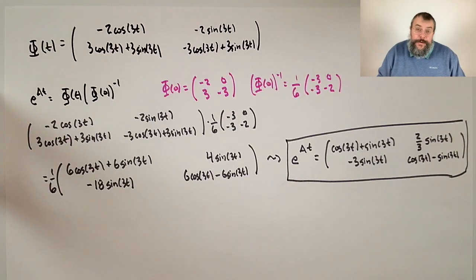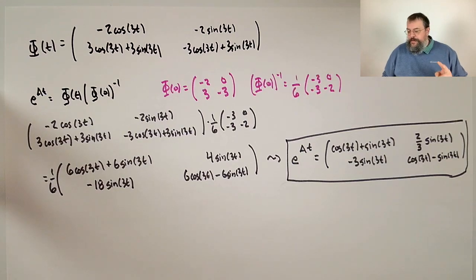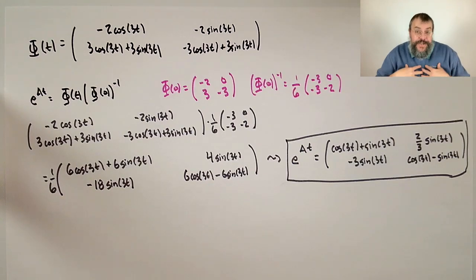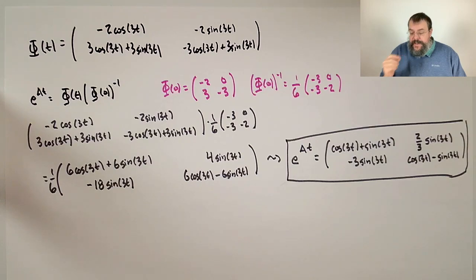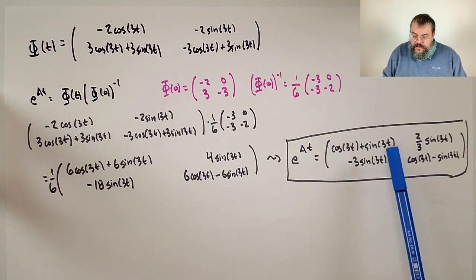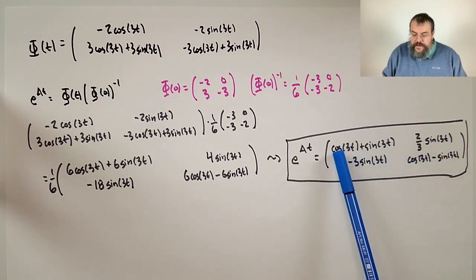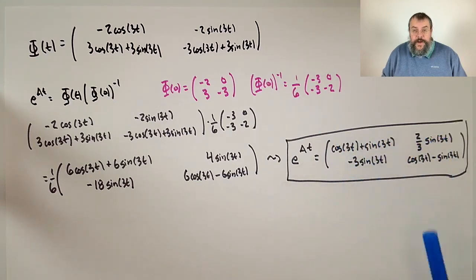Now, there's a quick check, or really there's two quick checks we can do to help give us some assurance that what we did was right. Easy check number 1, plug in 0. You should get the identity. So when you plug in 0, notice that the sine terms go away. Cosine 0 is 1, so you end up with 1, 0, 0, 1. Good.